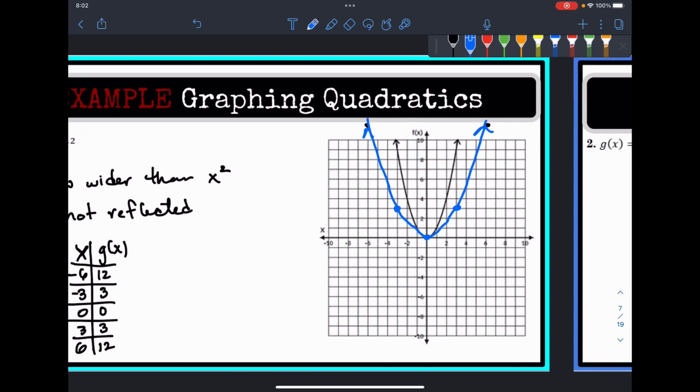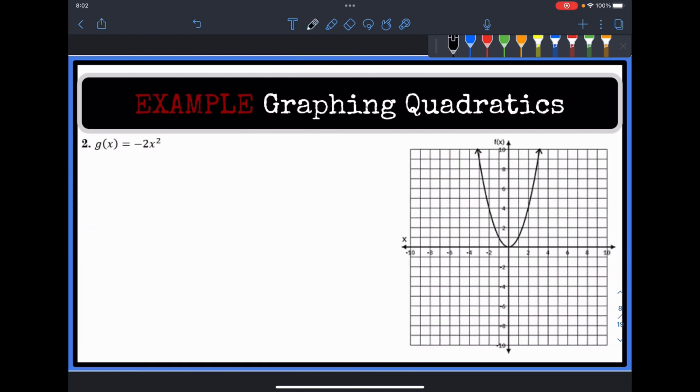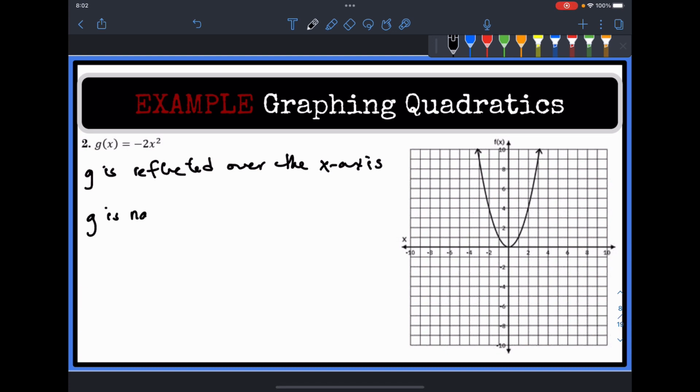So let's look at our next example. On this example right here, notice that we're multiplying by a negative. So that's going to reflect. So G is reflected over the x-axis. And because we're multiplying by 2, G is going to be closer to the y-axis. It's going to stretch it vertically, making it closer to the y-axis, which is thinner. So G is narrower than the function x squared.